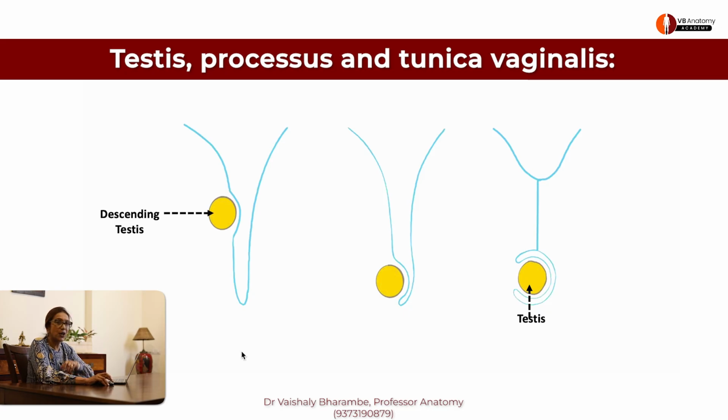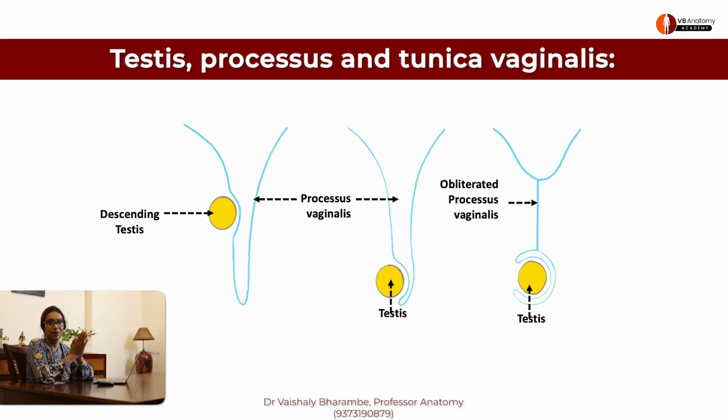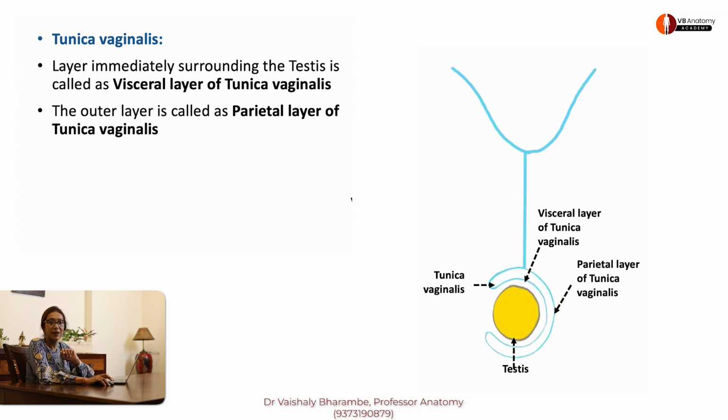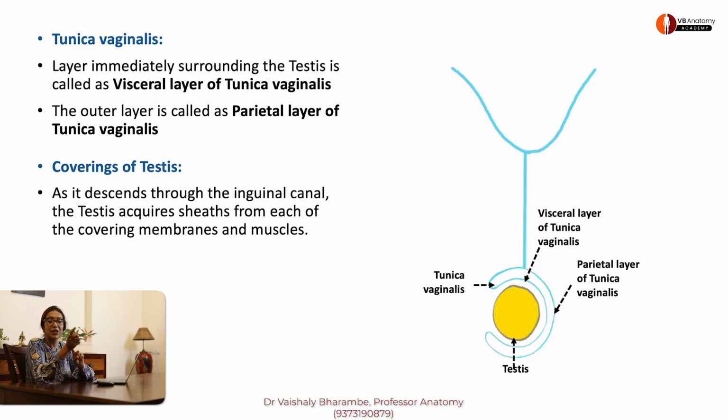Anteriorly, the processus vaginalis is leading the way. Once the testes reach the floor of the scrotum, processus vaginalis gets obliterated, leaving behind a little sac which covers the testis incompletely, called the tunica vaginalis. This sac has an inner layer called the visceral layer and an outer layer called the parietal layer with a little bit of space in between. Okay, that's the tunica vaginalis sac which is covering the testes.